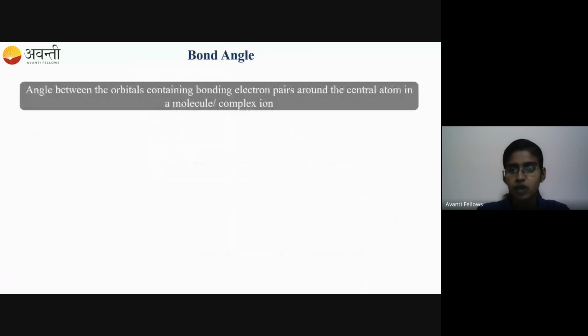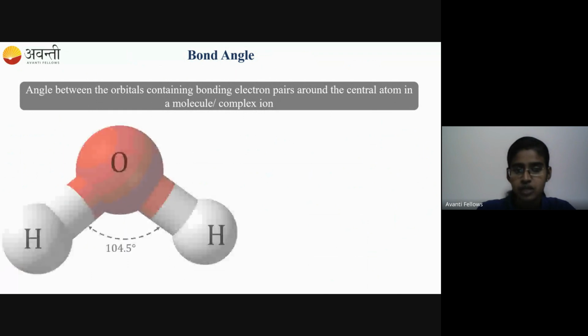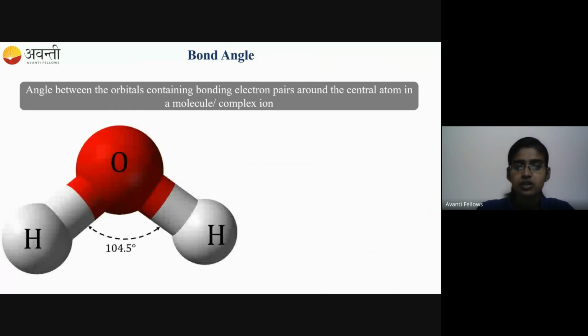Now coming to the bond angle. It is the angle between the orbitals containing bonding electron pairs around the central atom in a molecule or a complex ion. Suppose I take the water molecule. The formula for water is H2O. Now this HOH is making an angle of 104.5 degrees. That is the angle between the orbitals containing the bonding electron pairs around the central atom.